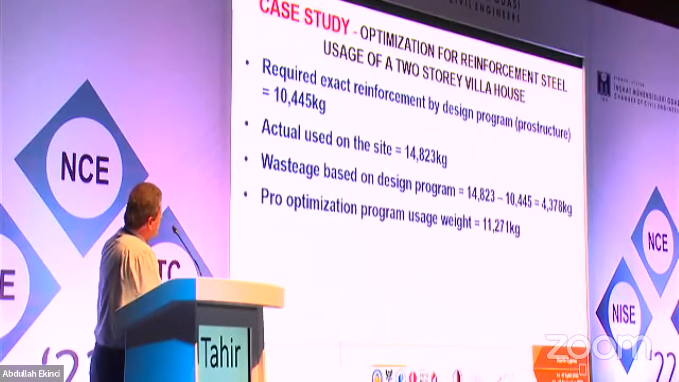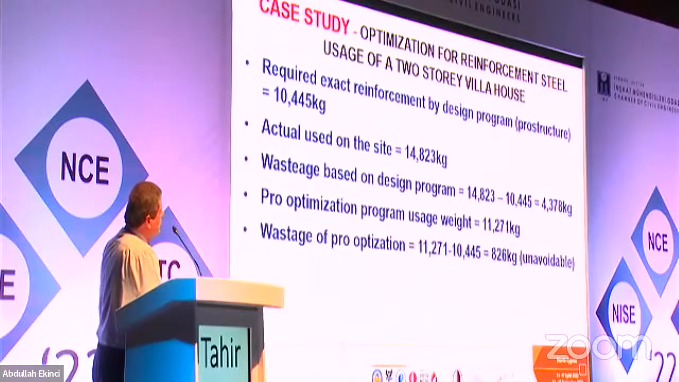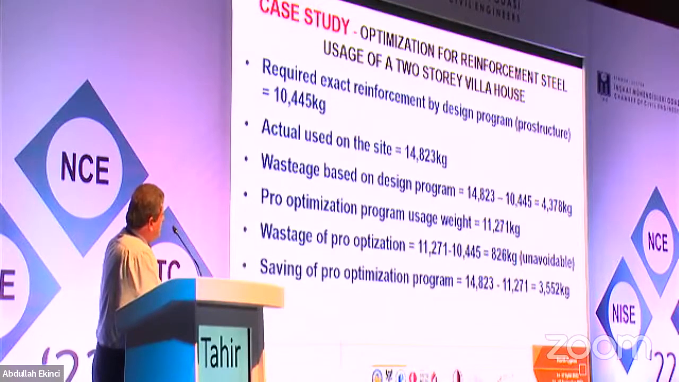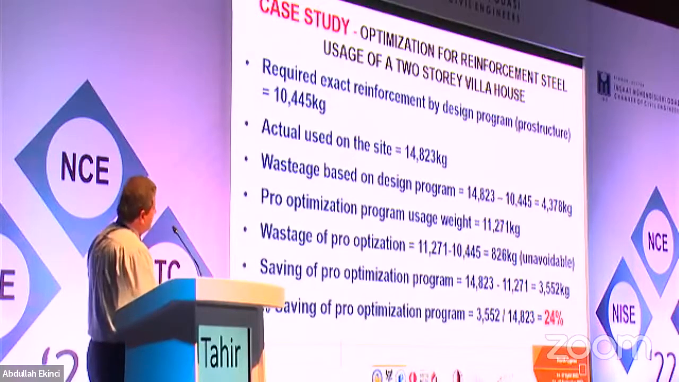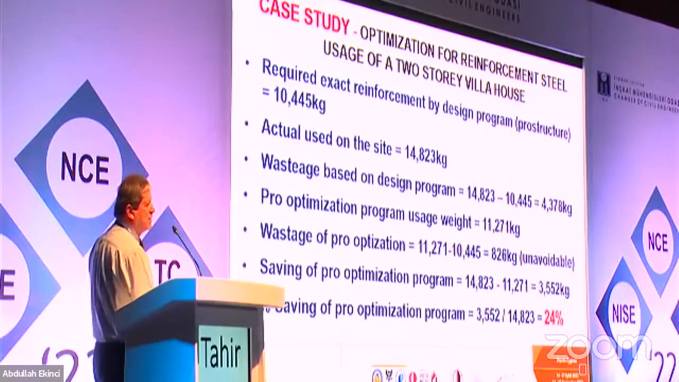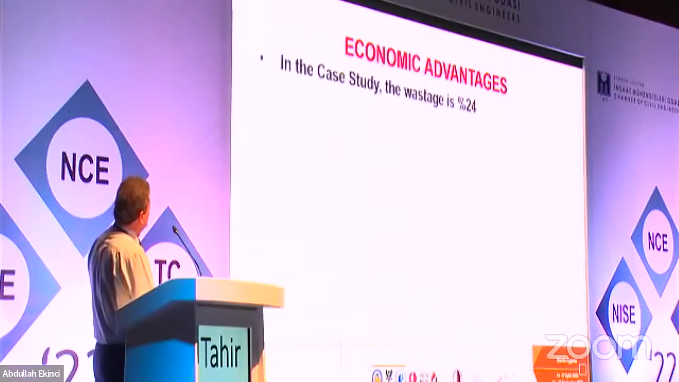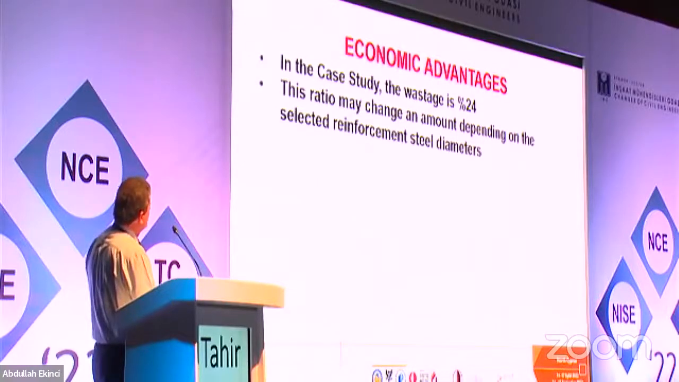For the optimization program, the usage rate is this. So that means optimization also has a small, unavoidable waste of 826 kilograms. Saving by optimization is 3,552 kilograms of reinforcement. So this saving is equal to around 24%. 24% of reinforcement could be saved if you used optimization, and if our steel fixer used the graphic prepared by the optimization. So in the case study, the waste rate is 24%.